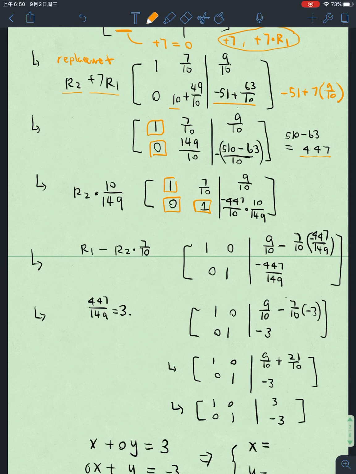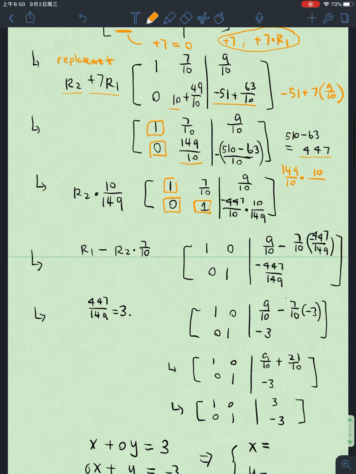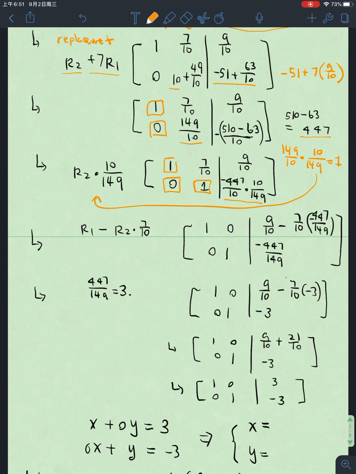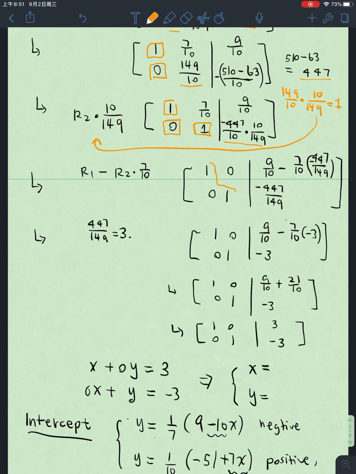So in order to do that, because this is 149 over 10, we know that 149 over 10 times the reciprocal, so times 10 over 149, will be a 1. So we just do this to this row. And then it will be row 2 times 10 over 149. This will be the same. And yes, and now we get the 3 numbers correct.